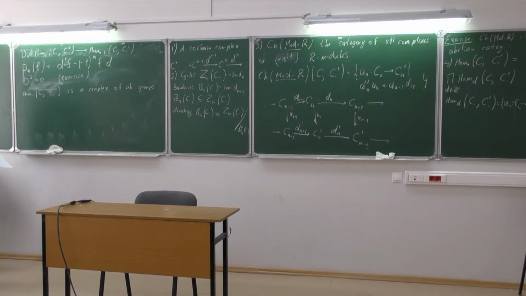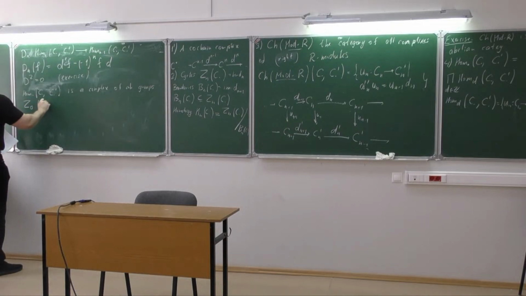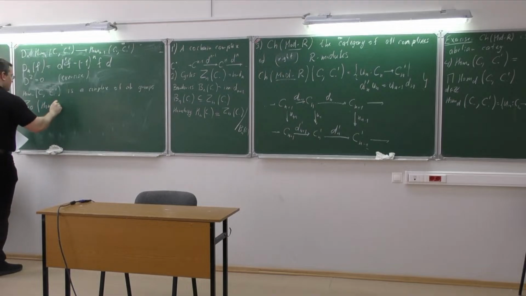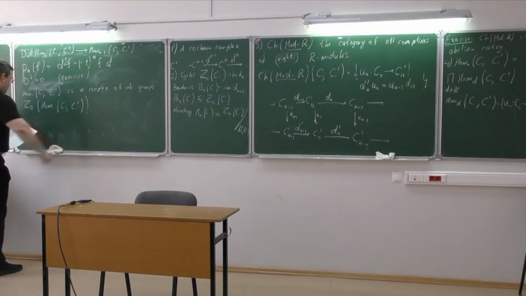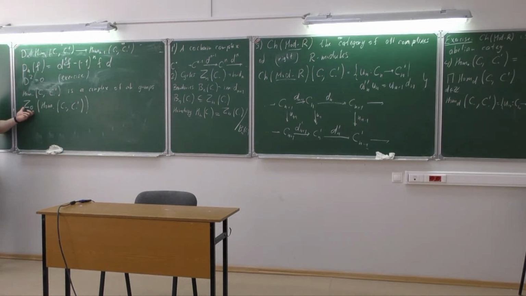And now in particular we can look at, for example, cycles and homology. So zero cycles of this complex. Can you tell me what the zero cycles are here? This will be the kernel of this differential, right?